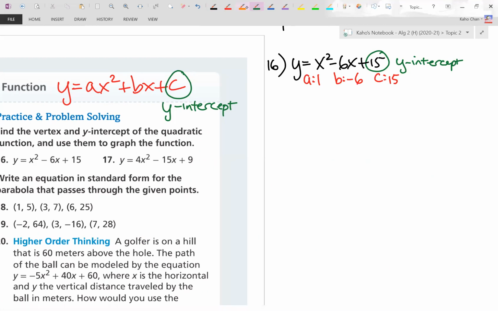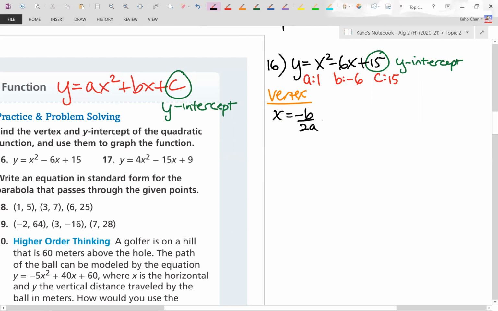So let's find it. Here we go. Use the formula: x, or h, doesn't matter, equals -b over 2a. Plug in the values you know. B, of course, is -6. A, of course, is 1. Clean that up. -6 is +6 over 2. That equals 3. That's the x value.